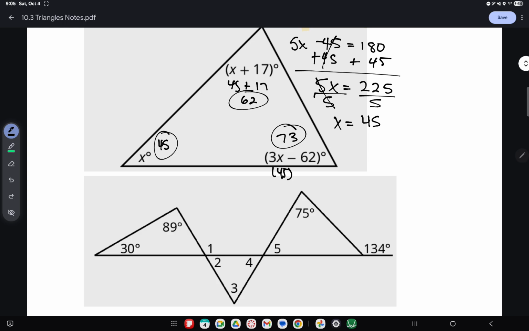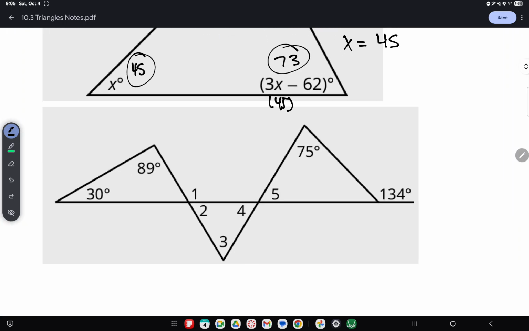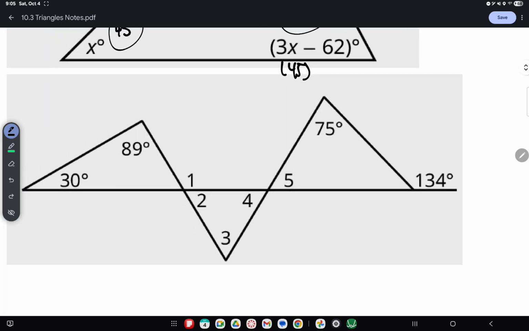All right, let's see if we can solve this one. We've got a bunch of triangles here, and we can use our angle relationships to help us out as well. This is what I'll do.